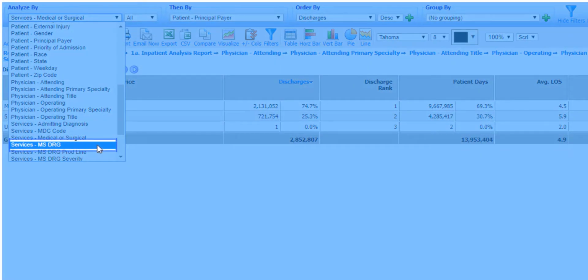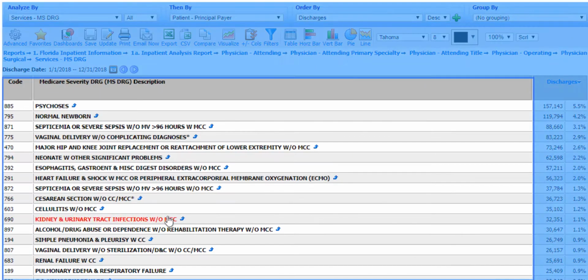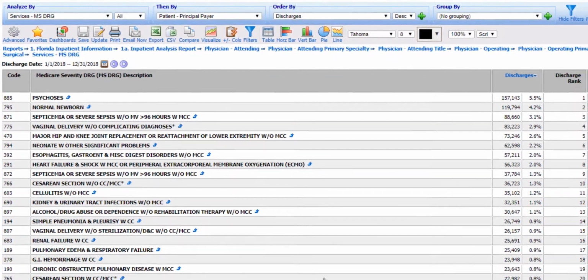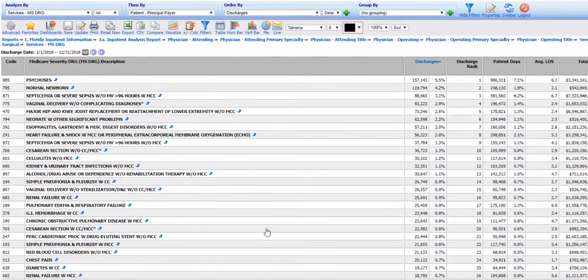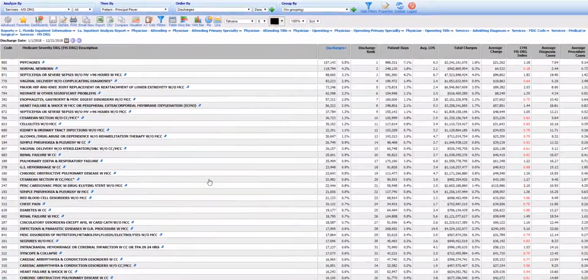This code represents the assigned MS-DRG code, which stands for Medicare Severity Diagnosis Related Group. The MS-DRG is a code system that classifies Medicare patients' hospital stays into various groups in order to facilitate payment of services. Health Metrics uses the MS-DRG code for all patients in our system, even commercial payers.